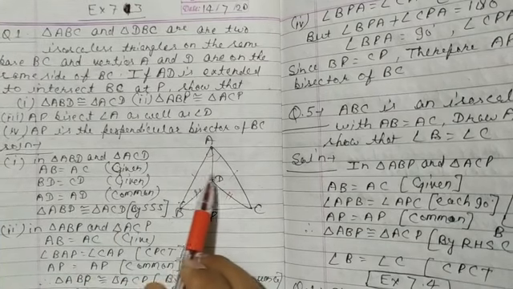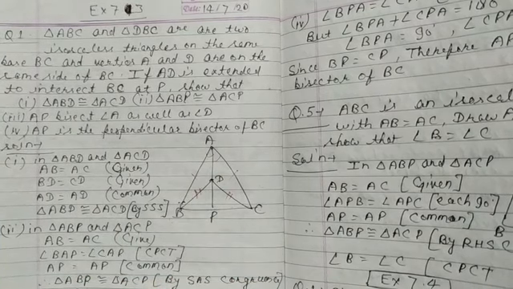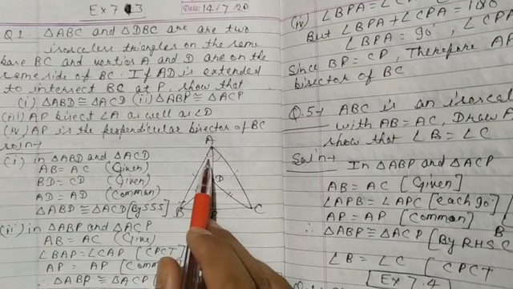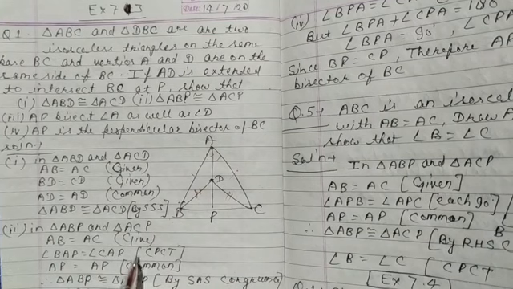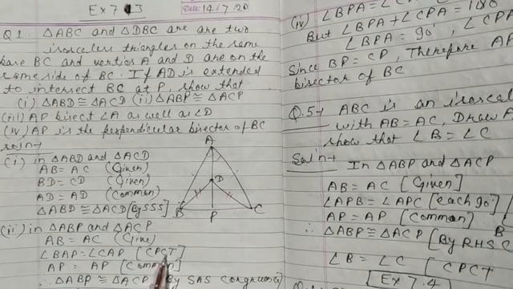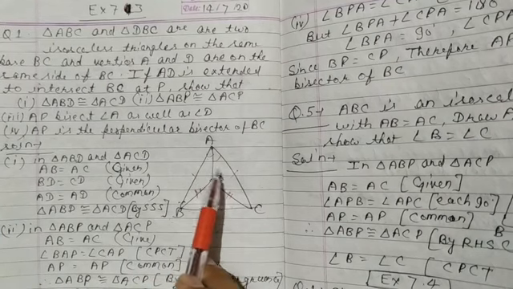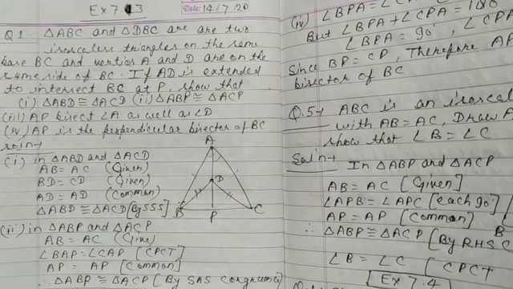If two triangles are congruent, then all three sides of both triangles are equal, and all three angles are also equal. So these two angles are also equal. Angle BAP is equal to angle CAP by CPCT, corresponding parts of congruent triangles. These two triangles are congruent, so angles are also equal.